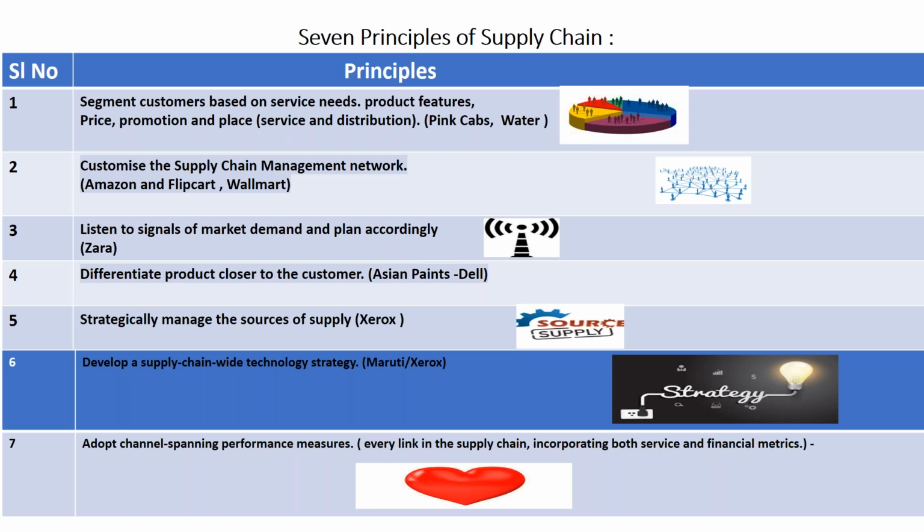Listen to the signals of market demand and plan accordingly. This is a classic example of Zara. Zara is an international Spanish fashion garment chain. I'm sure you must have visited there. They have 2 kinds of sourcing because they could sense that fashion is changing very fast. Probably in India it could take 3 to 4 months, but overseas it is 15 days, 20 days. Every customer expects that on display you'll be changing garments every 15 days.